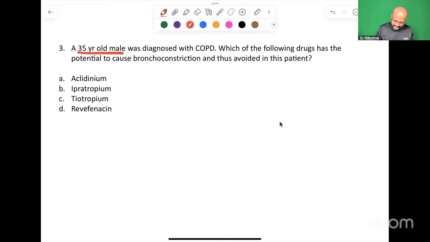A 35-year-old male was diagnosed with COPD. Which of the following drugs has the potential to cause bronchoconstriction and thus should be avoided in this patient? Aclidinium, ipratropium, tiotropium, and revefenacin. This is a famous question, taken from a single one-liner, and that one-liner is that ipratropium bromide will be producing bronchoconstriction. Good, Dr. Anuj, the answer is option B. Ipratropium bromide will be inducing bronchoconstriction.